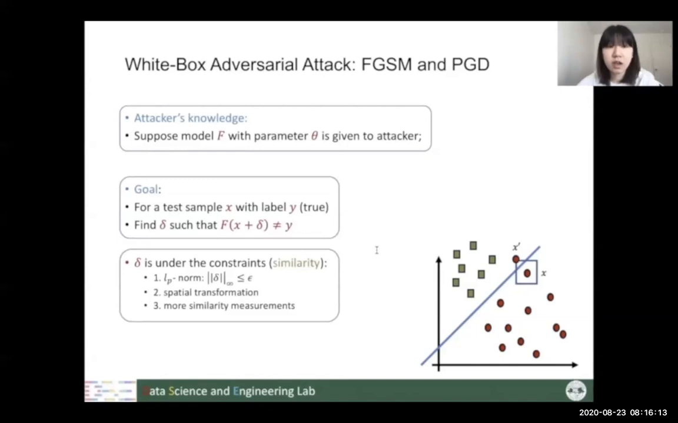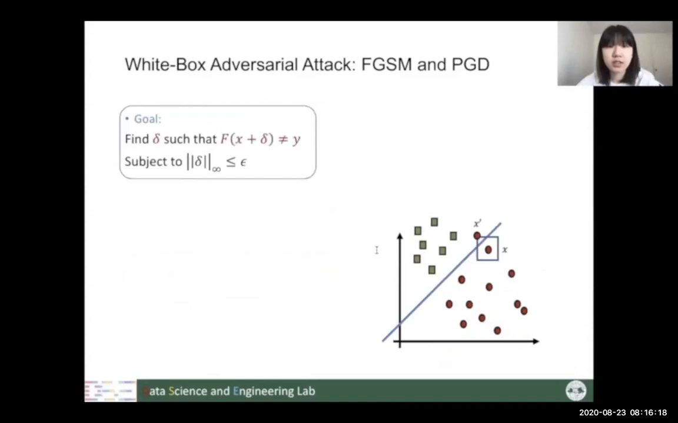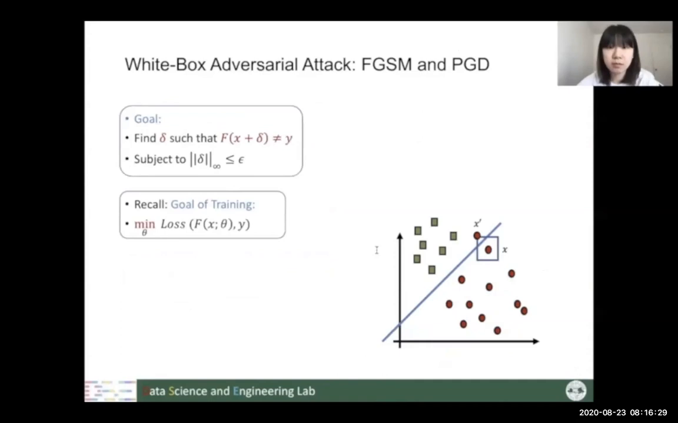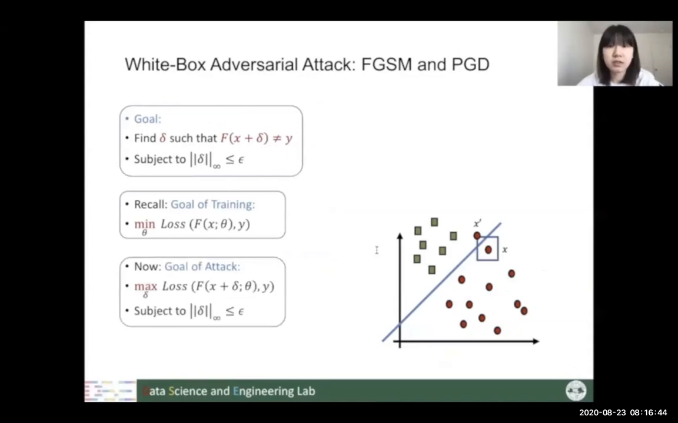Actually, we want to find a delta that satisfies this formulation. Recall that when we train a clean model, we minimize the loss function for training data over its parameter theta. Thus, the model is highly likely to give the correct output. Now, for our task, after we train a clean model, we want to find a test sample that could mislead the model. So, similarly, we maximize the loss function in a small range around x, and we believe that this point is very likely to be wrongly predicted. So we formulate this attacking problem as this maximization problem.